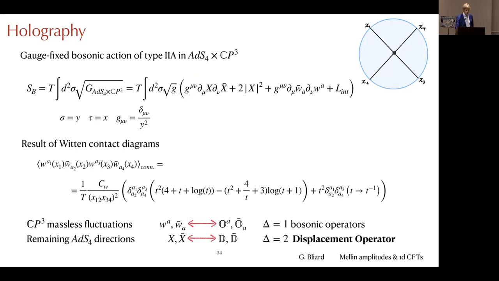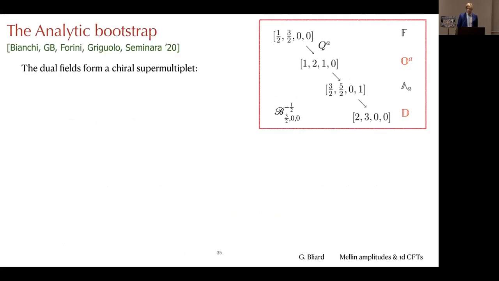So doing this perturbative computation, we found, for example, for the massless bosons, the four-point correlator of this. So the fields that are going to be propagating are these massless fluctuations, which are going to be in the CP3 directions, and the remaining ADS4 directions, given that two of them are aligned with the world sheet. These will be related to elements of the displacement multiplet, respectively, the delta is equal to 1 and delta is equal to 2 bosonic operators. And obviously, we have the supersymmetric partners that are also going to be dual to the fermion insertions on this. So here we have the structure of these field insertions, just for the case of the chiral supermultiplet, the displacement supermultiplet. So these are the two that we were talking about, of which we computed this four-point function.